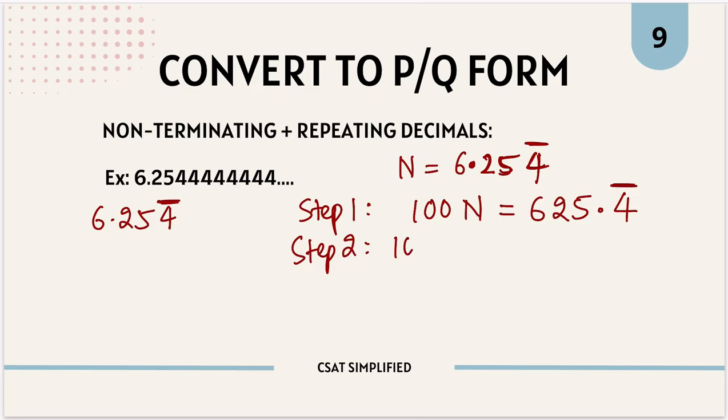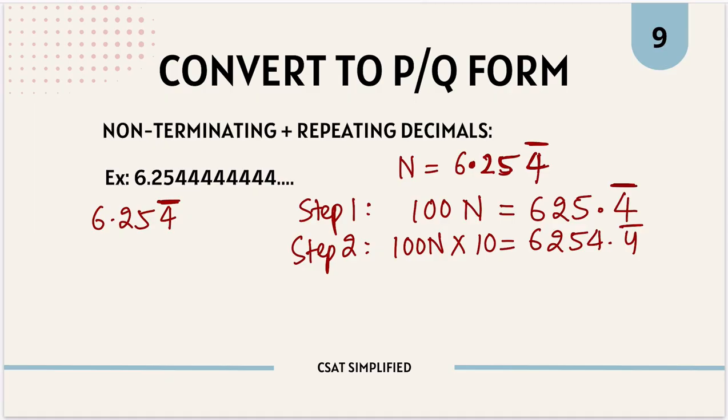To do that, multiply both sides by 10. So this is going to be 6254.4 bar. Correct? So 625. What did we do here? We did one thing: we brought at least one of the 4s on the left side. So bringing one of the 4s.